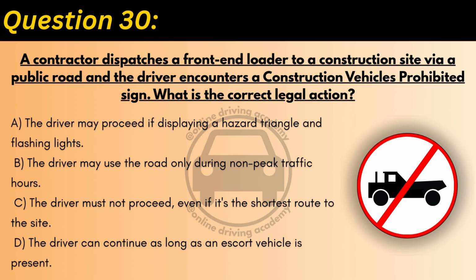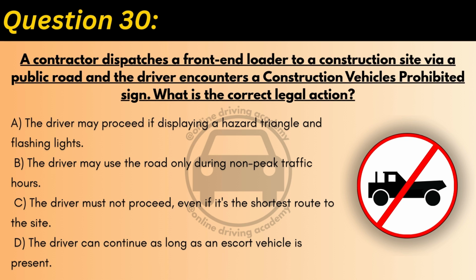What is the correct legal action? Is it option A, the driver may proceed if displaying a hazard triangle and flashing lights? Is it option B, the driver may use the road only during non-peak traffic hours? Is it option C, the driver must not proceed even if it's the shortest route to the site? Or is it option D, the driver can continue as long as an escort vehicle is present?